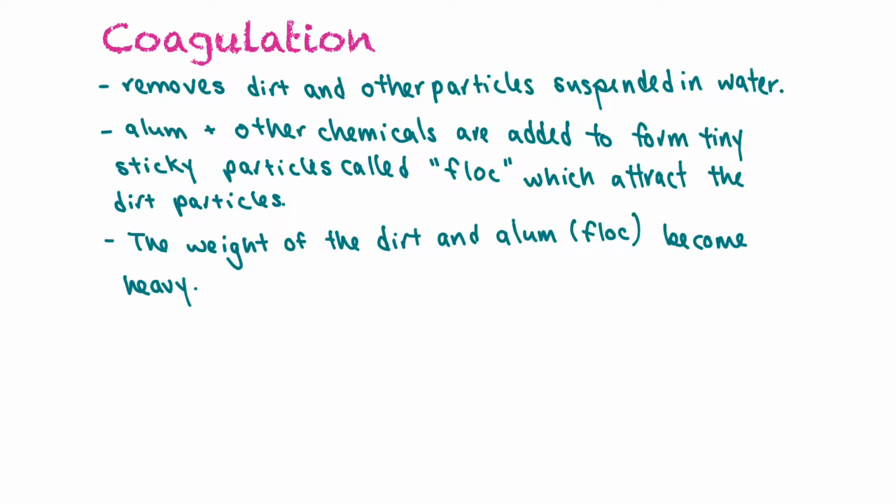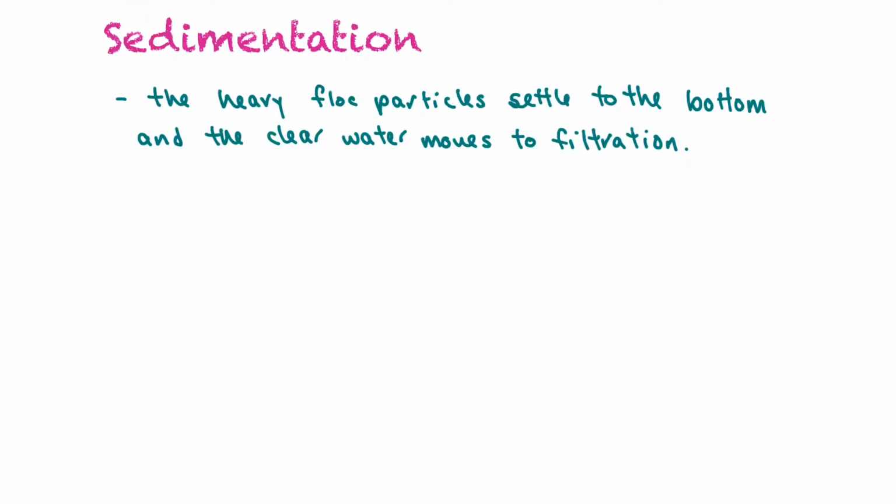The process of coagulation removes dirt and other particles that are suspended in the water. So alum and other chemicals are added to form tiny sticky particles called floc, which attract the dirt particles. And the weight of the dirt and alum, the floc, becomes very heavy. During sedimentation, the heavy floc particles settle to the bottom and the clear water moves on to filtration.